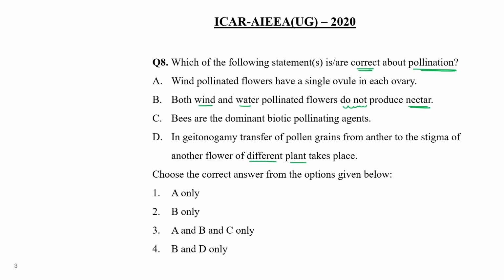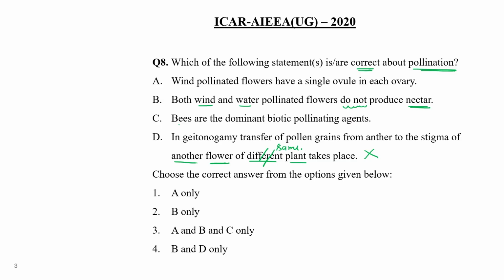Okay, now time up. So in geitonogamy, transfer of pollen grain from anther to the stigma of another flower is correct, but another flower of the same plant takes place. And here they have mentioned a different plant. So this is xenogamy, this is not geitonogamy. So this is the wrong statement.